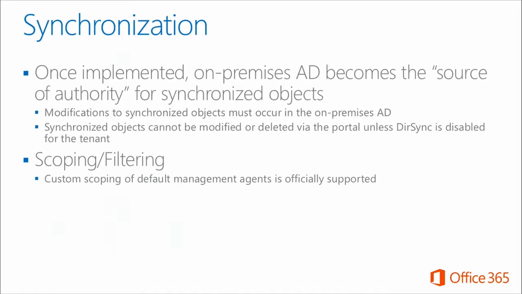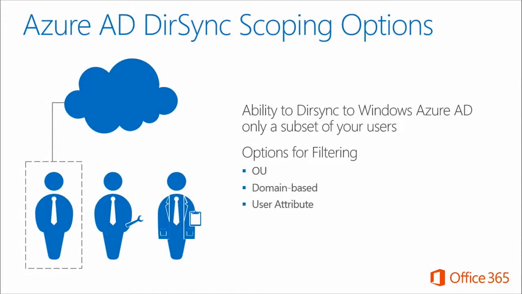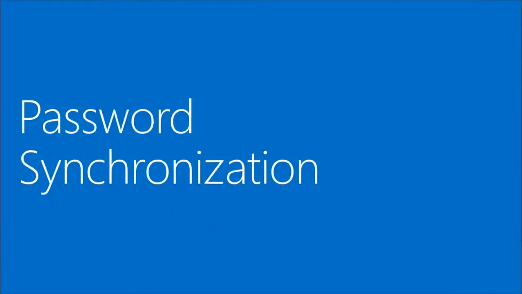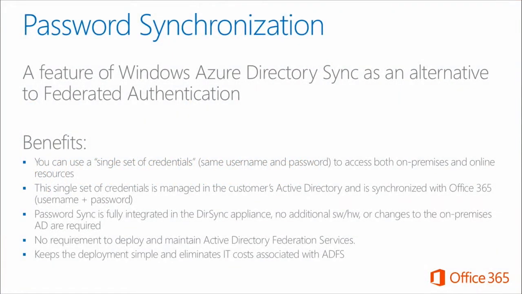And then from a scope and filtering, nice little graphic that shows, hey, take your guys with the tie but not the work tools, and only put them up. So your options are domain-based, user attribute, and OU, and you can really set aside what users you want to synchronize. Fantastic.